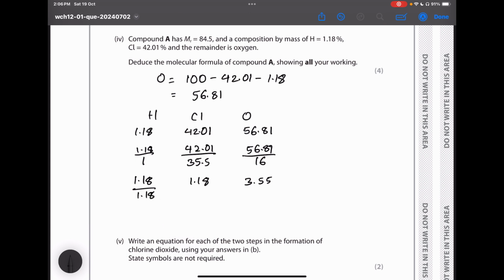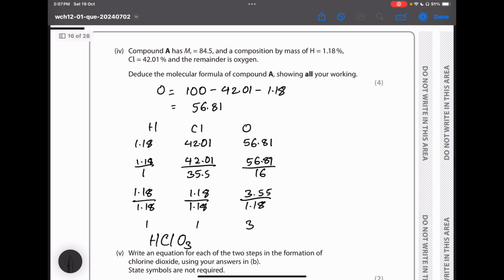So 1.18 divided by 1.18 and divided by 1.1, we get 1 is to 1 is to... this is going to be 3. So the empirical formula is HClO3. They want us to find the molecular formula. To find that, we need to find an n.